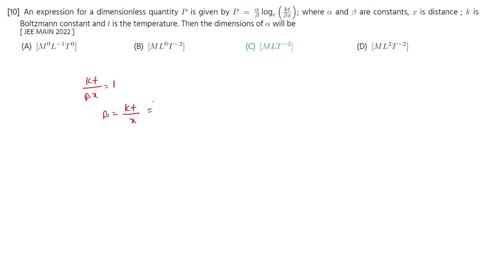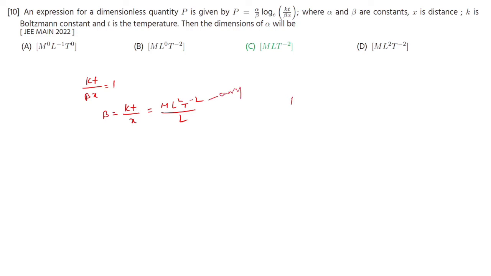So from this, beta can be written as kT by x. Here k is Boltzmann's constant, x is distance and T is temperature. Okay children, so beta is equal to, I will write the kT value as M L square T power minus 2 divided by L. Children, why am I writing that kT value as M L square T power minus 2? Actually, this is the dimensions for energy.